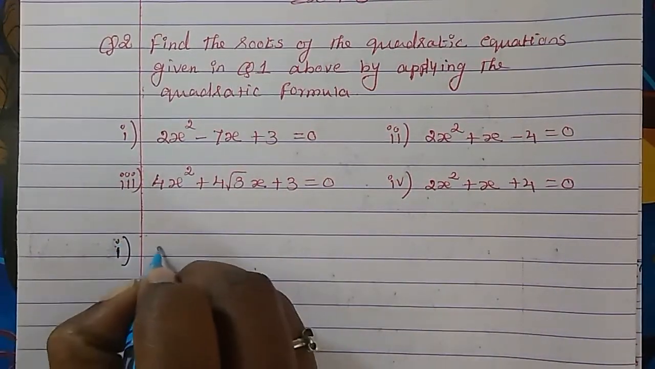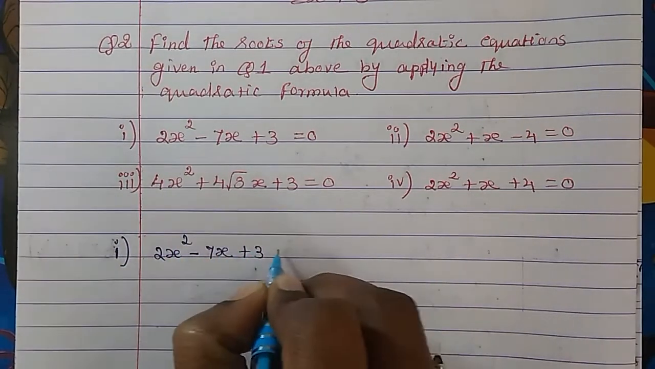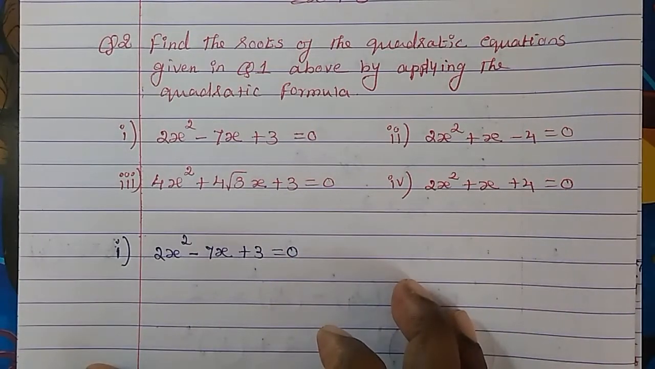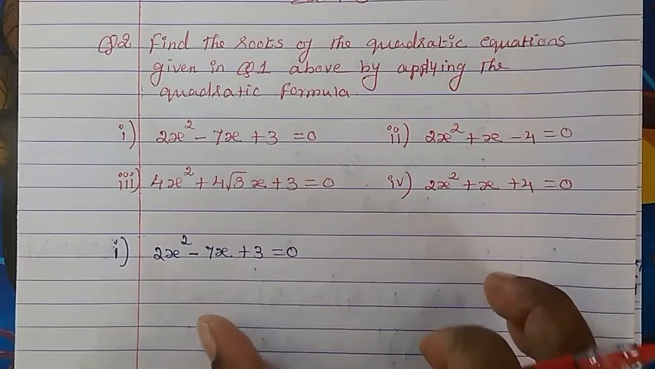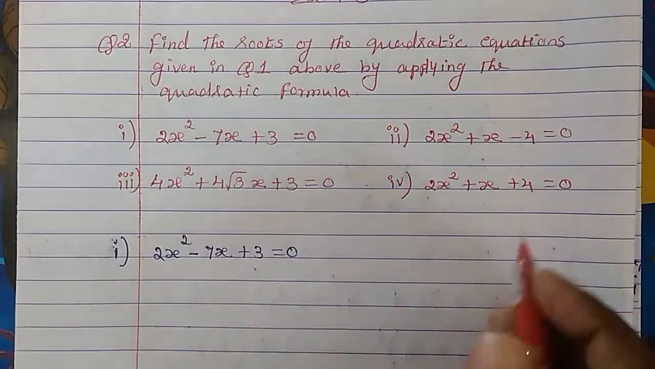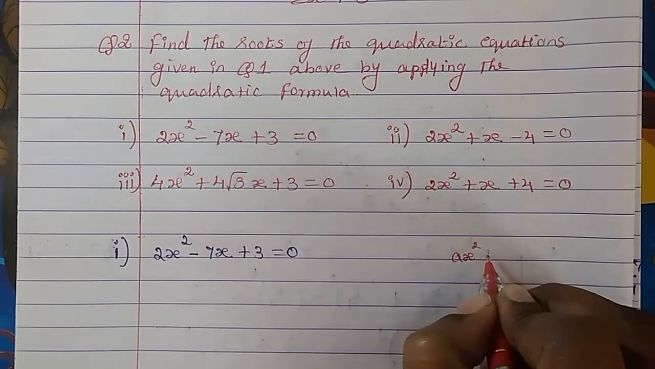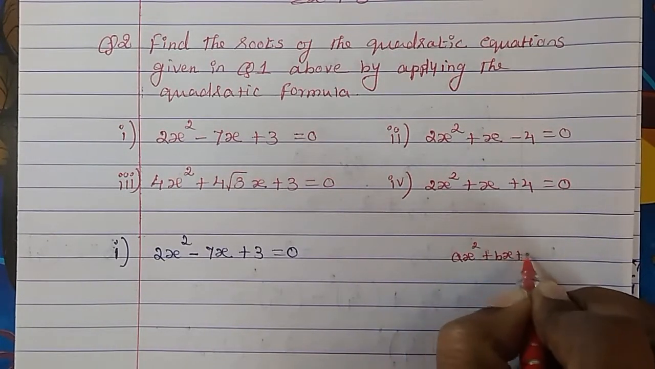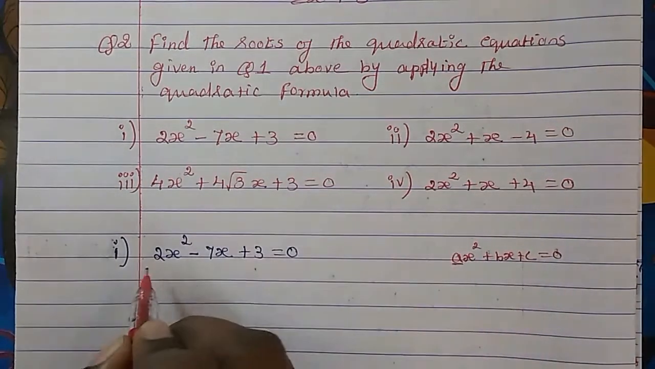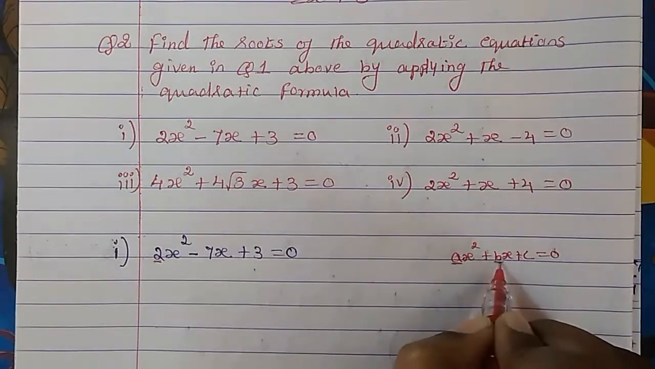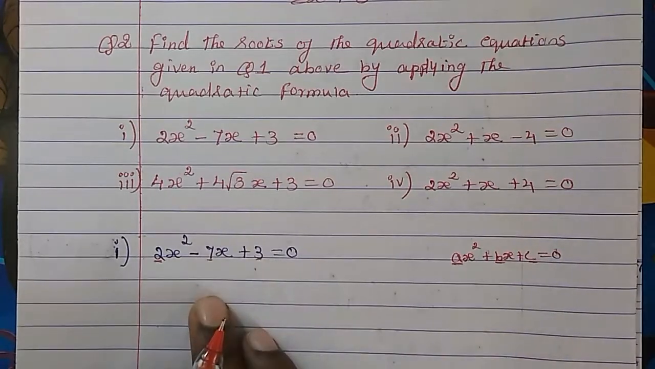So the first one is 2x square minus 7x plus 3 equal to 0. Now, what is the quadratic formula? The quadratic formula is derived from the quadratic equation. So your quadratic equation is this, no? The general form ax square plus bx plus c equal to 0. So what is a? A is 2 here, B is minus 7, C is 3. This much you know.